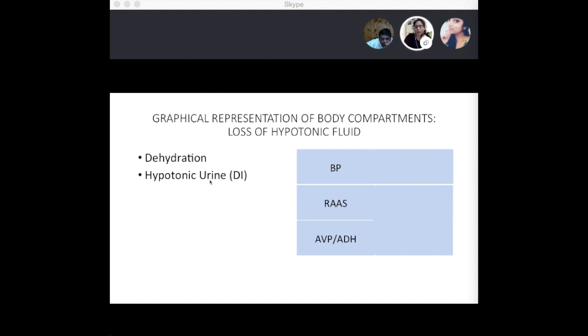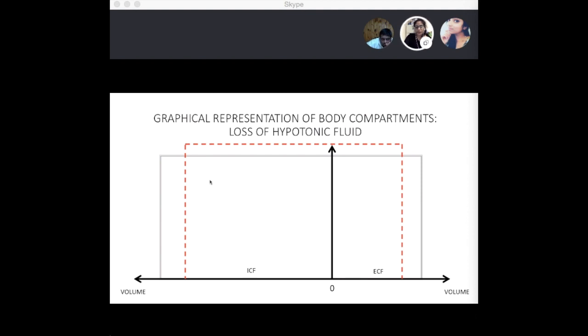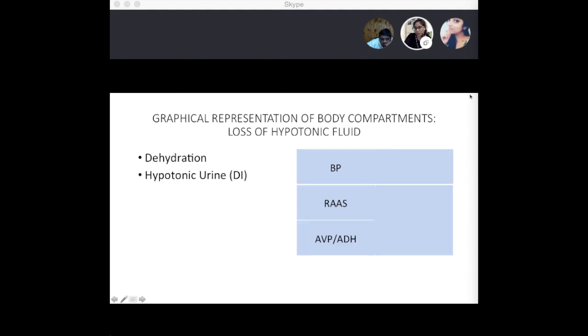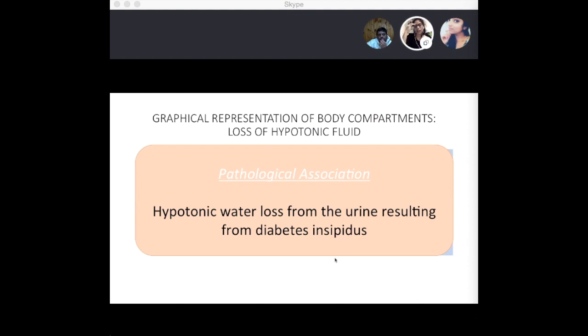But what would be the blood pressure of this patient here? Again, the extracellular volume is decreased, so blood pressure would be decreased, because it's a direct relationship. And therefore, the RAS would be increased. Exactly, perfect. And then the pathological association here, if there were any to think about, would be that the hypotonic water loss is from urine resulting from diabetes insipidus. So that could be your differential on this patient.